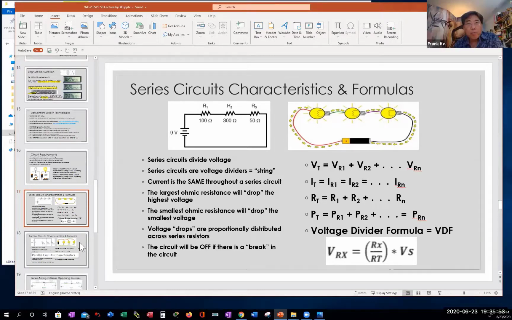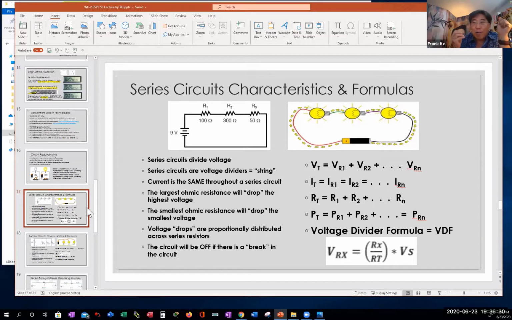Yes, go ahead, Kirsten. For the voltages, I'm a little confused. When you say V total equals the voltages added up, those are the voltages you got from the voltage divider formula? Yes. The 2 volts plus the 6 volts plus the 1 volt add up to 9 volts. Okay. And that's our proof that our numbers were calculated correctly.